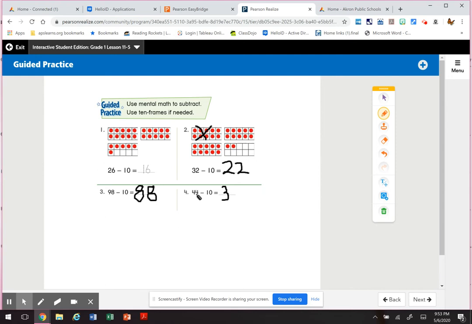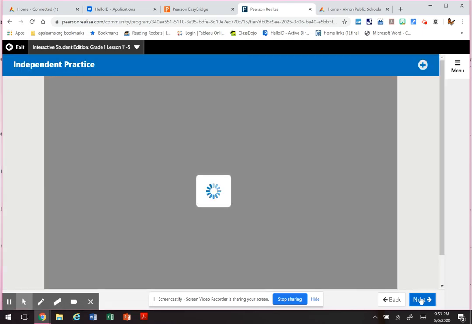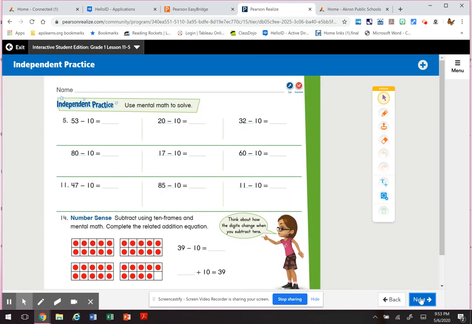And we look in our fours column, in our ones column, and the 4 is going to stay the same because of that 0. So 44 minus 10 equals 34. Okay, guys, we're doing great. I hear you out there using mental math.